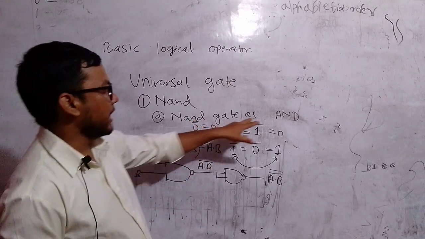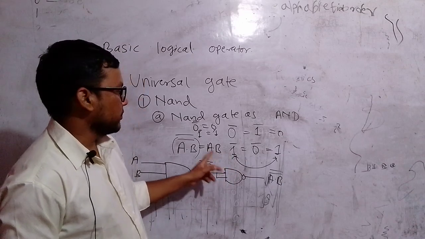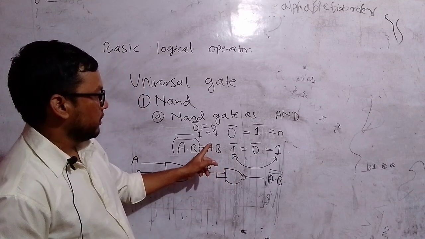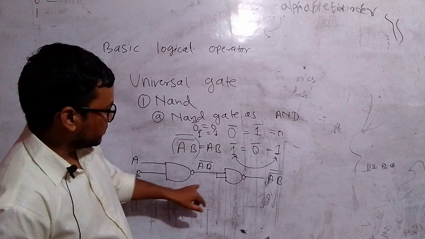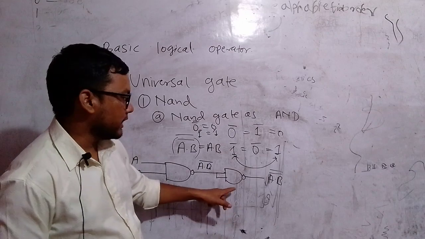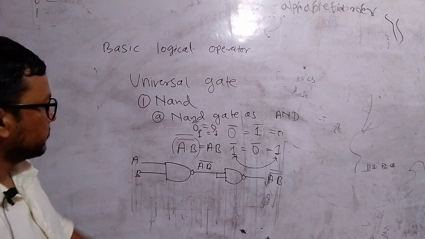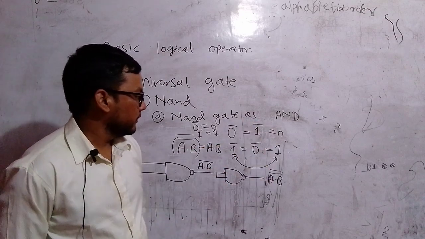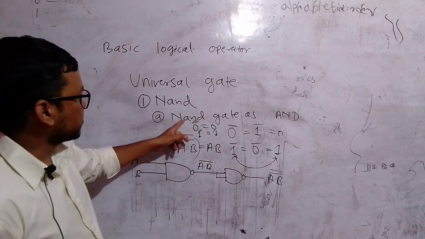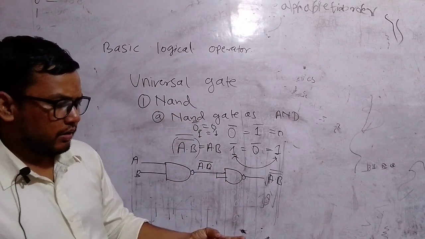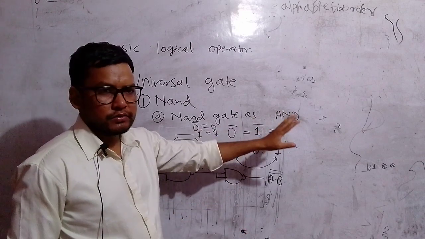Now, what is the requirement of the AND gate? The AND gate should produce A dot B for inputs A and B. The same operation we have done using the NAND gate. So we can use the NAND gate as an AND gate. Now we have used NAND gates to make the NOT gate, that means inverter, and the AND gate also.